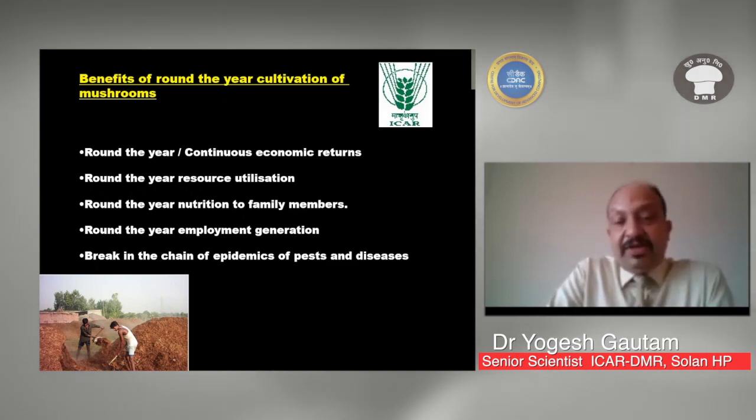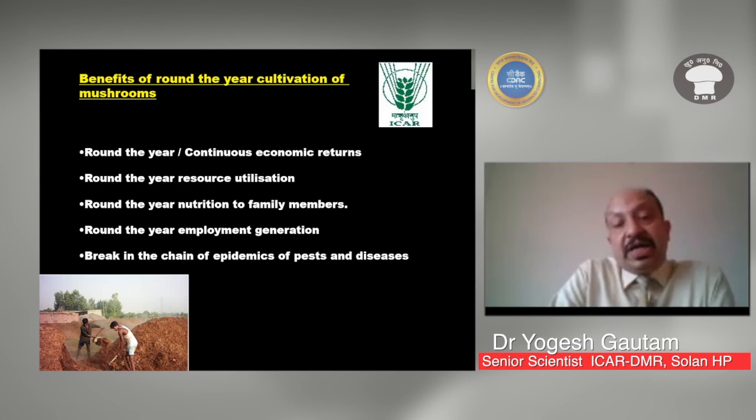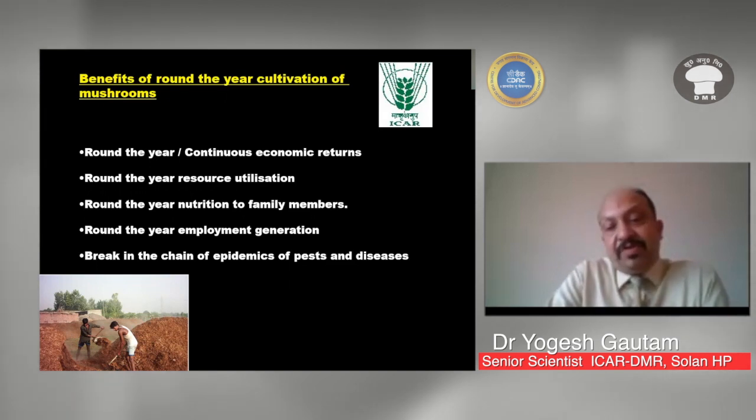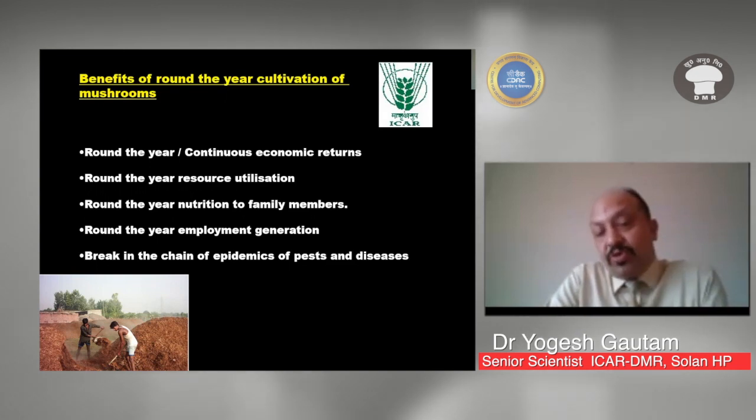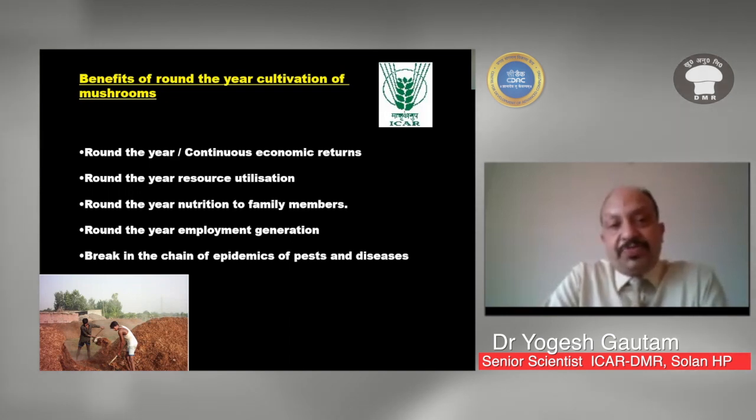Then there's one more important fact. This change of mushrooms, growing button, then oyster, then milky, will also break the chain of epidemics of pest and disease, because if you grow the same mushroom again and again, those same types of pest and disease will also be there, and their chain cannot be broken. So once different mushrooms are grown, the chain of pest and disease is also broken.